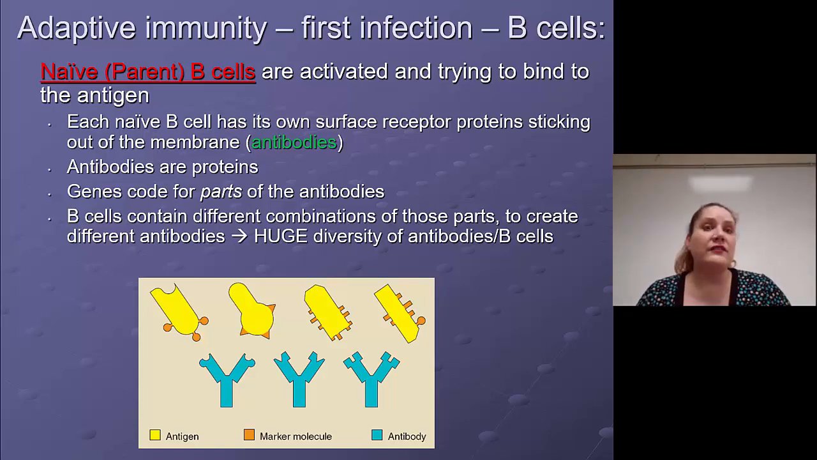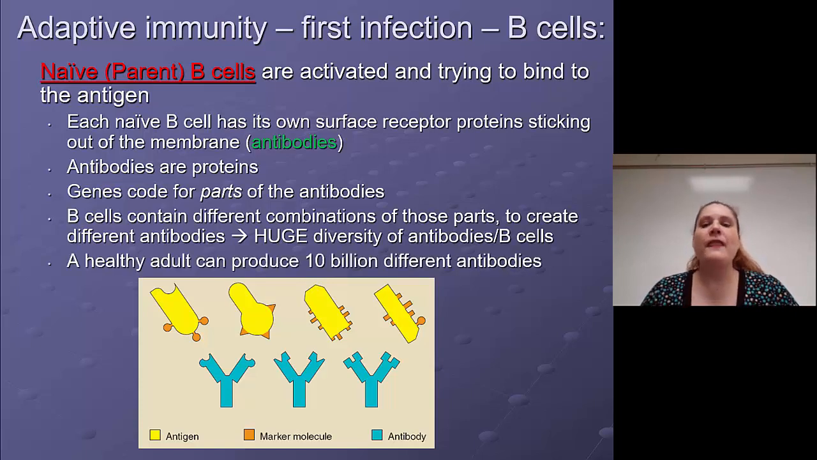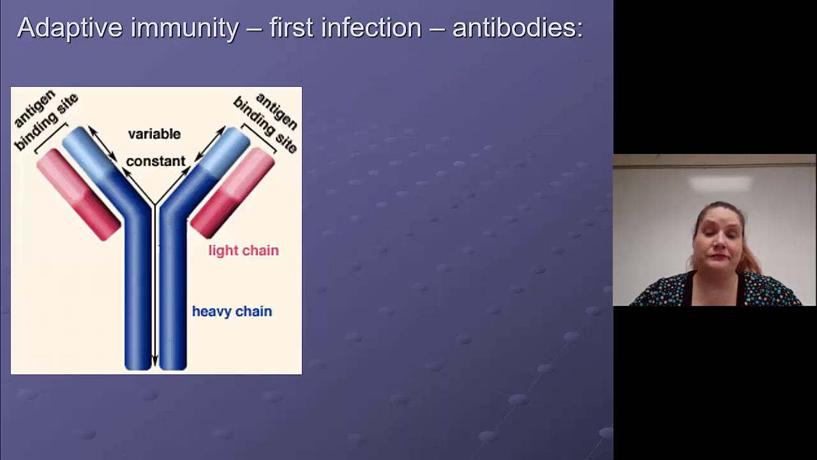Okay, so you've got all of these naive parent B cells that your body is just going to keep trying, and say one of these has to work. A healthy adult can produce 10 billion different antibodies. So if an antigen comes into your body and you work on it long enough, you're probably going to find an antibody that will work for that antigen, because 10 billion, that was a lot.